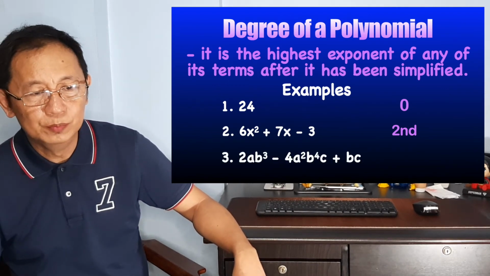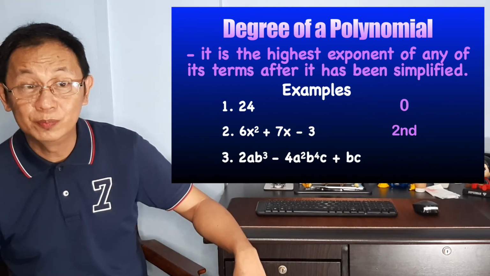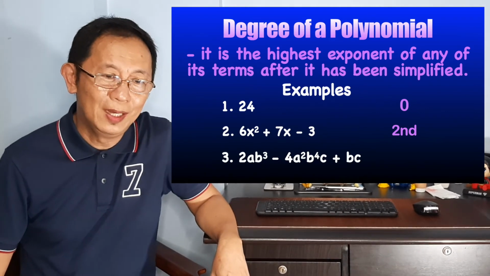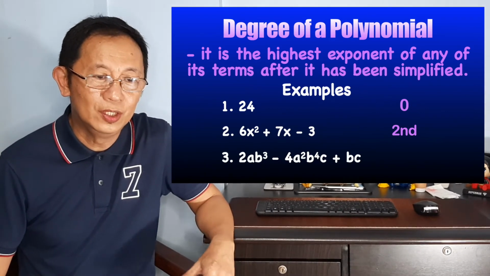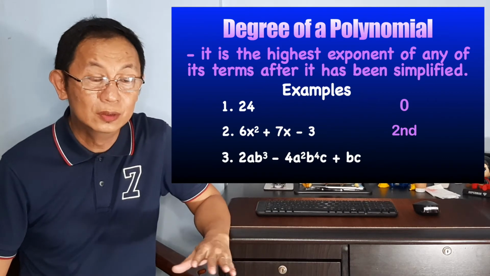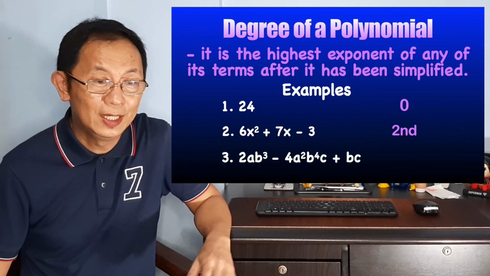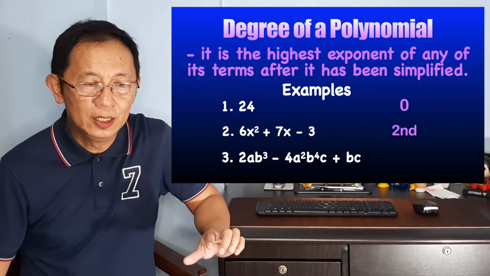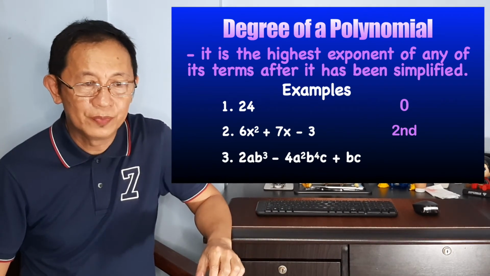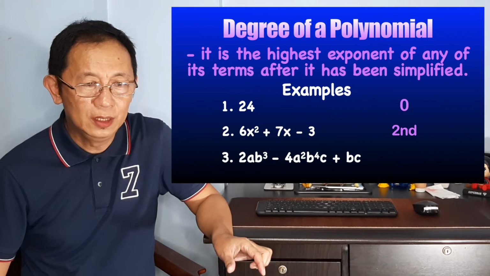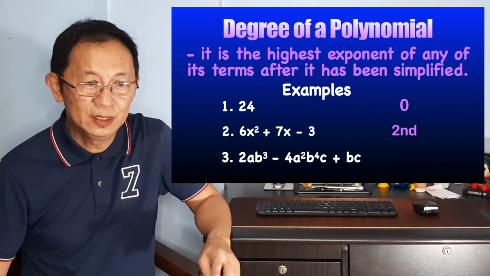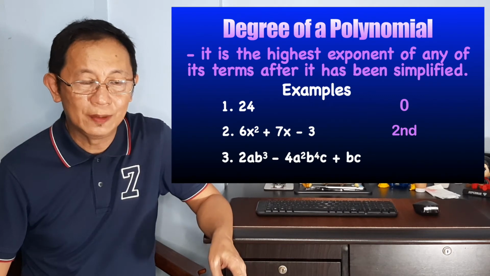2ab cubed minus 4a squared b raised to the 4th power c plus bc. So, para ma-identify natin yung degree ng polynomial, yung buong trinomial na yan, kukunin natin ang degree per term. Sa first term, ang degree niya ay 1 plus 3, 4. So, the first term is in the 4th degree.